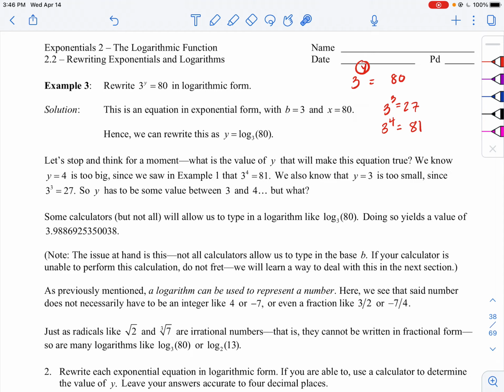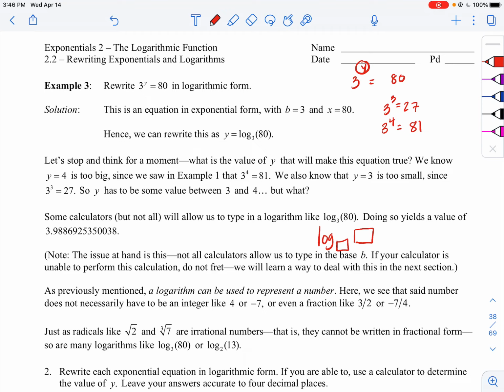Now, some calculators, but not all, okay? Some calculators will allow us to type in a log form, like log with a base of 3 of 80. So usually graphing calculators have a function where it says log, and then there's a square and then another box, and you're able to put a 3 in there and an 80 in there.